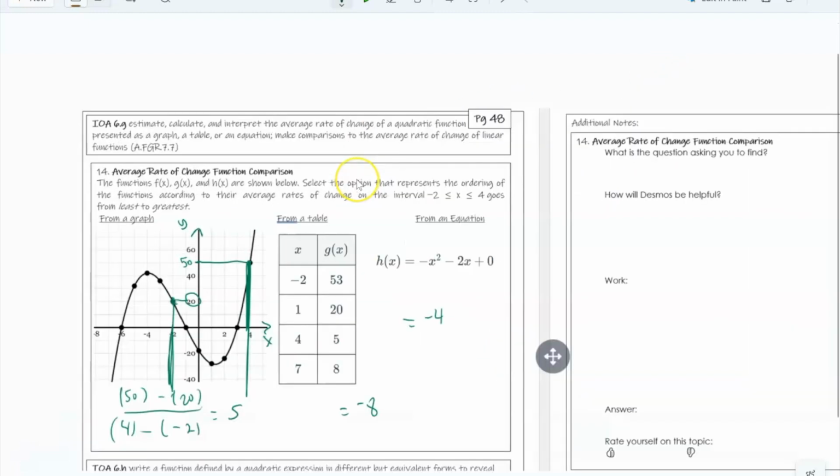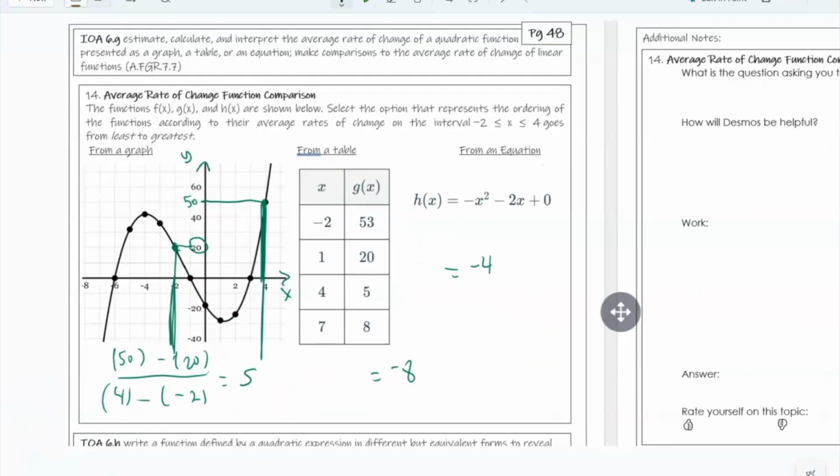All right, so let's read the question. Now that I've done all the math, let's actually read the question. What is it saying? So it says the function is blah, blah, blah. Select an option that represents the ordering of the function according to the average rate of change from least to greatest. That means the smallest number goes first. So there are going to be 2 types of questions that you're going to get. From least to greatest, so I'm going to answer this question. What is the smallest value?